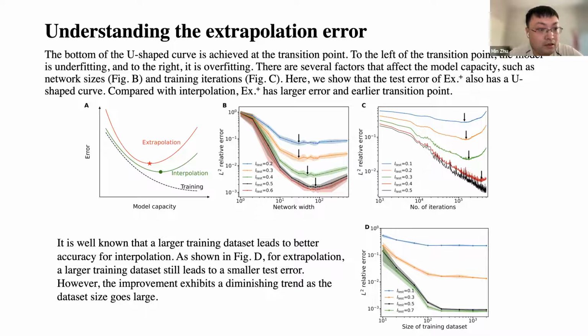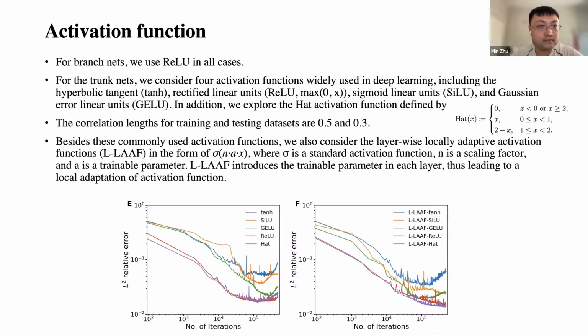Also, it is well known that a larger dataset leads to better accuracy for interpolation, as shown in figure D. For extrapolation plus or extrapolation minus, a larger training dataset still leads to smaller test errors. However, the improvements exhibit a diminished trend as the training dataset goes very large. And another factor is the activation function.